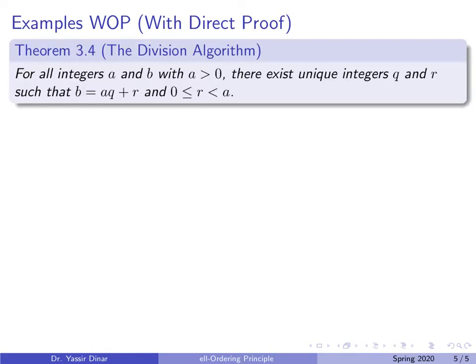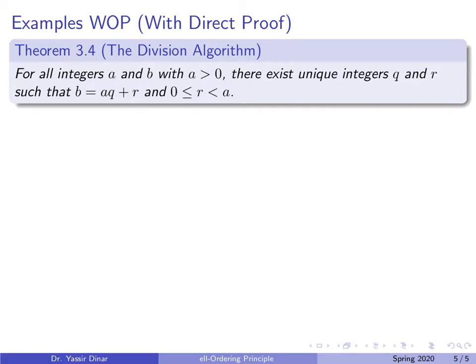Now, using the well-ordering principle, we can also prove a very powerful theorem, the division algorithm. It says that if A and B are integers, where A is positive, then you can find a unique Q and R such that B is equal to A multiplied by Q plus R, under the condition that R is less than A and greater than or equal to 0.